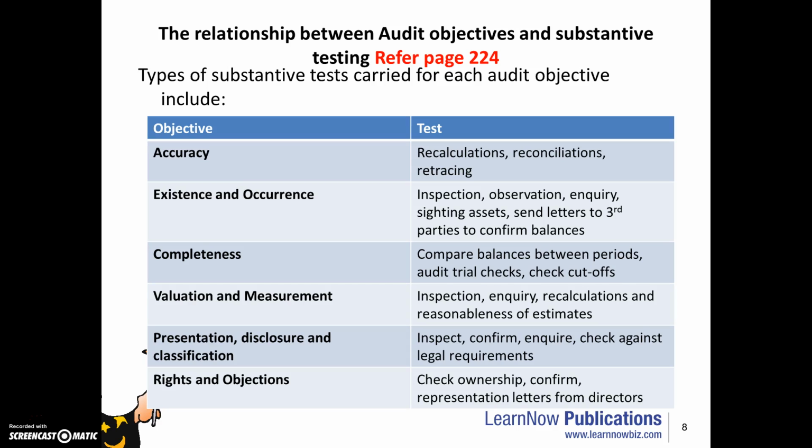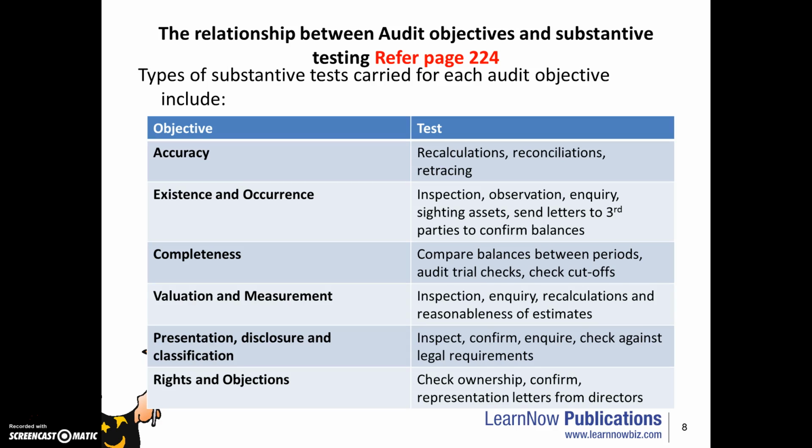So how do we link these objectives to the actual tests that are undertaken? This summary table gives a really good indication of this. For each of the objectives, it lists the tests that we can perform. If we are looking at the objective of accuracy, we can perform recalculations, reconciliations, and retracing. If looking at existence, we want to inspect assets, send letters to third parties. Completeness, we want to compare balances between periods, check cutoffs.